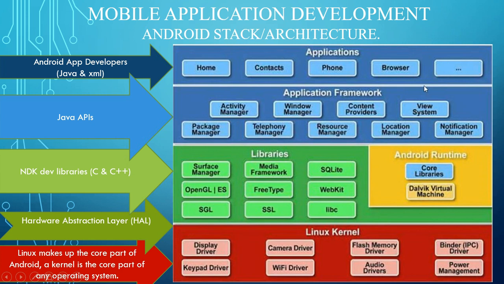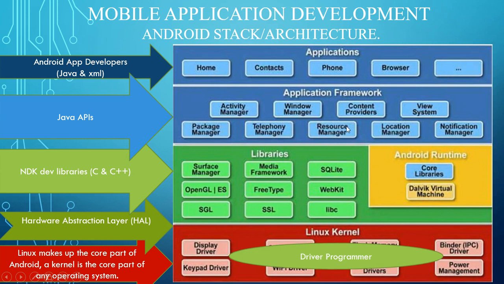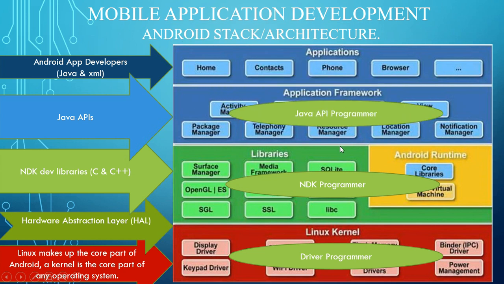So we have several programmers. We have a driver programmer, we have a library NDK programmer, we have a Java API programmer, we have an Android app programmer. So these are the programmers that we have for Android applications. If you know these languages, you choose to develop for libraries. If you know that, you do that. And then we have Java. If you want, you can go for that. So this is the Android stack or Android architecture.